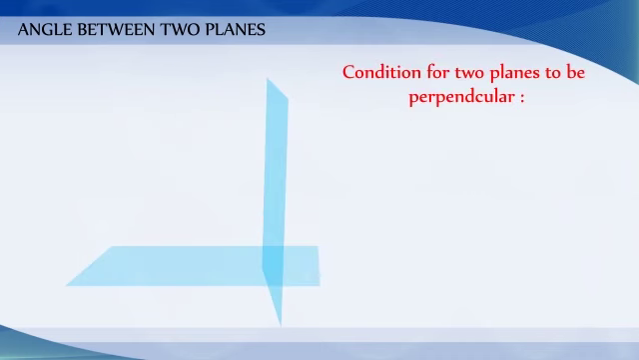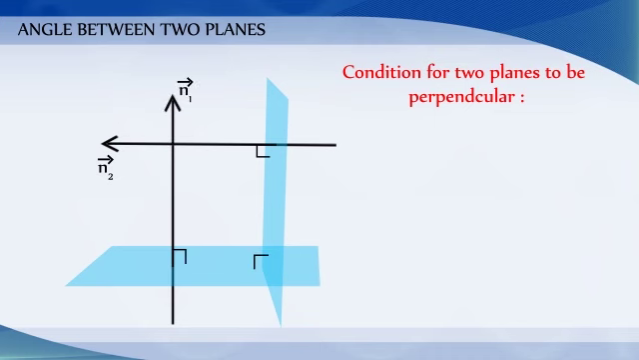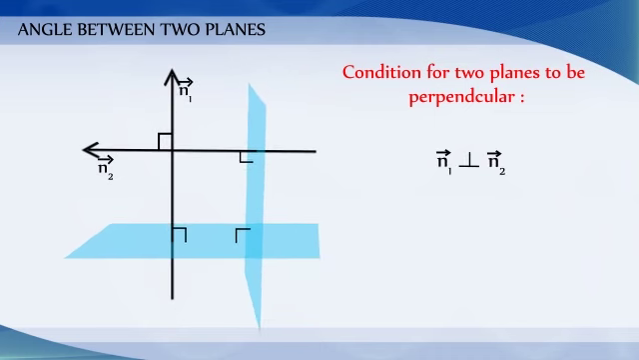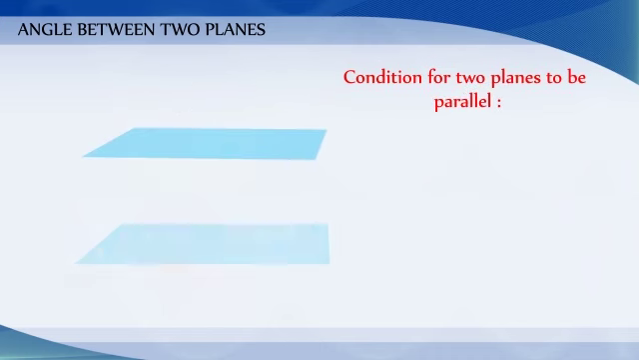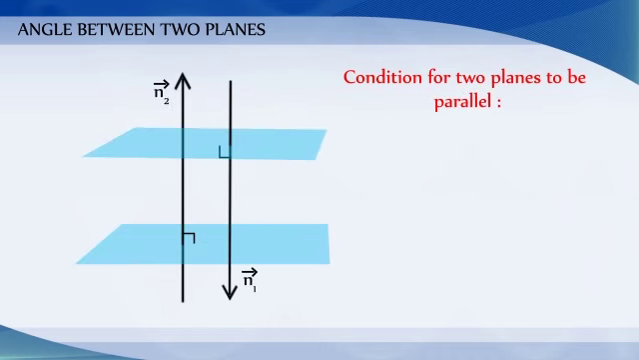Condition for the planes to be perpendicular. If two planes are perpendicular, then their normals are perpendicular. Therefore, we get n1 vector dot n2 vector is equal to 0. Condition for two planes to be parallel. If two planes are parallel, then their normals are also parallel.